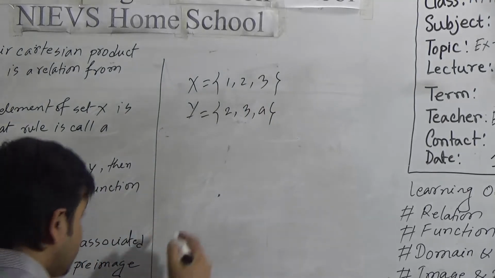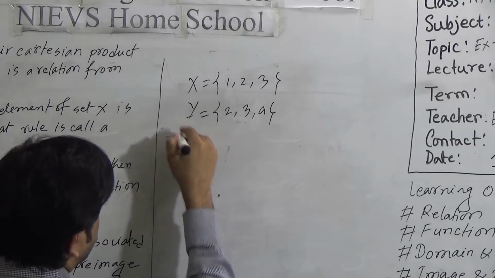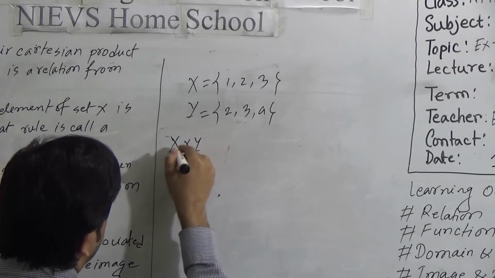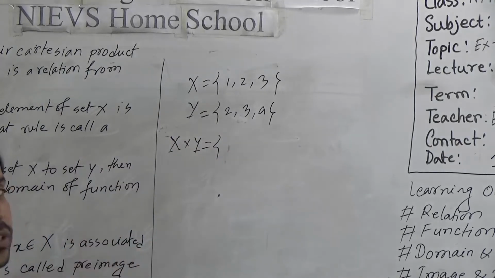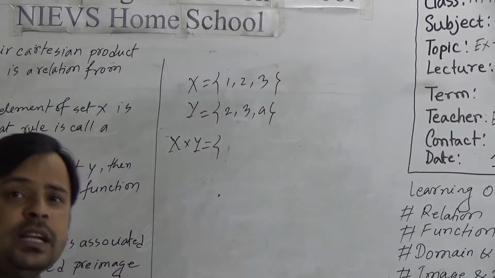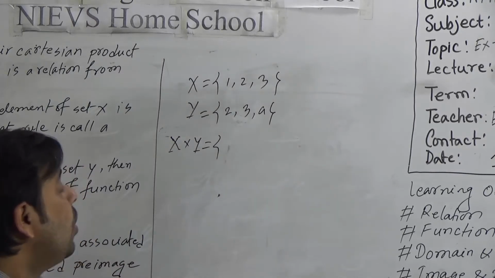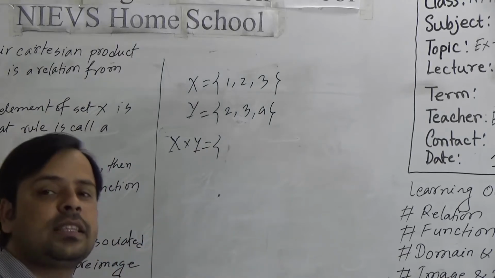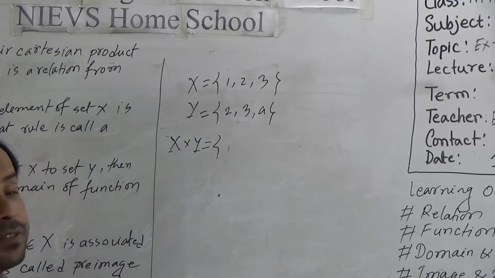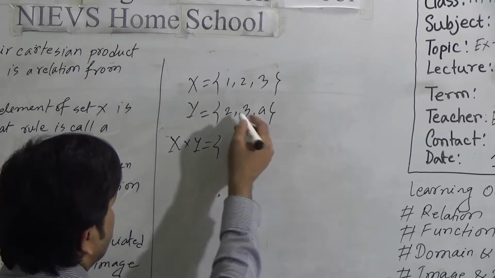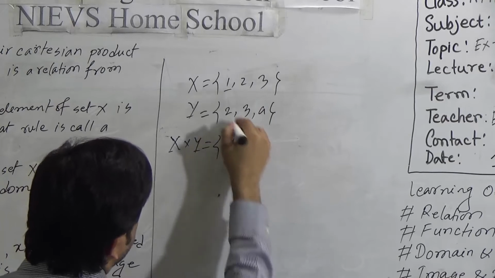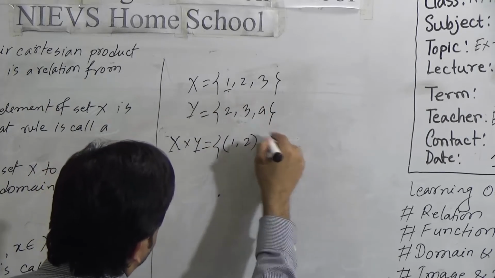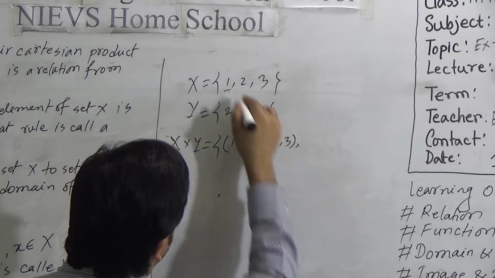Now determine the Cartesian product of X and Y. What will be the Cartesian product of X and Y? Dear students, you know the definition of Cartesian product. According to the definition, all the elements of the Cartesian product set are ordered pairs whose first element we take from the first set, and second element from the second set. For 1 we will get (1, 2), (1, 3), and (1, a).